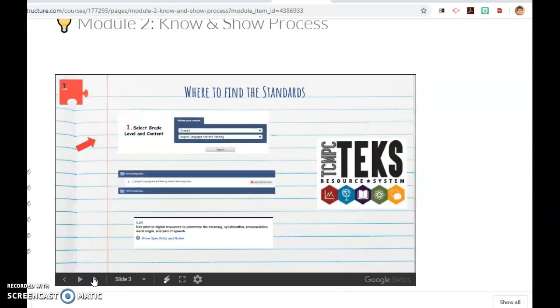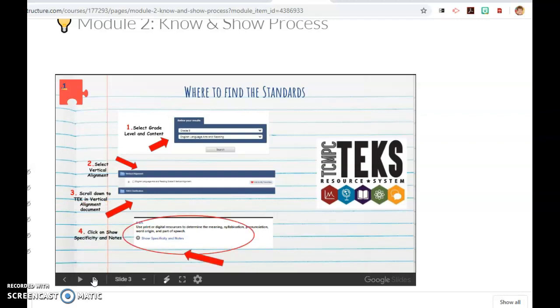The TEKS resource system will serve as our main resource for identifying grade level standards. It will also provide useful documents that will provide details and specificity as we begin to unpack the standards. Documents like the vertical alignment and TEKS clarification documents will be essential.